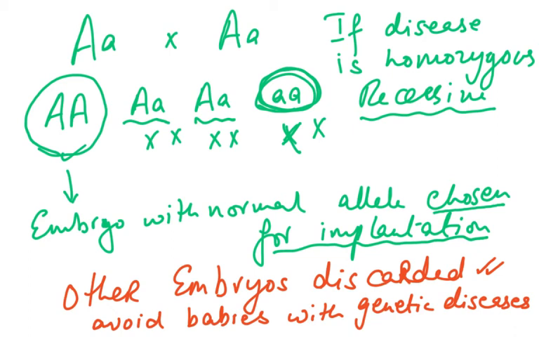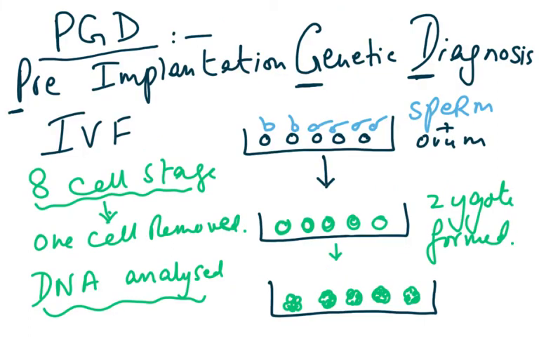So finally, what we're going to have with PGD is we're going to avoid having babies with genetic diseases, because what have we done? We have done pre-implantation genetic diagnosis, in which we have done in vitro fertilization. IVF stands for in vitro fertilization. In vitro means glass. So we've done the fertilization in a petri dish.